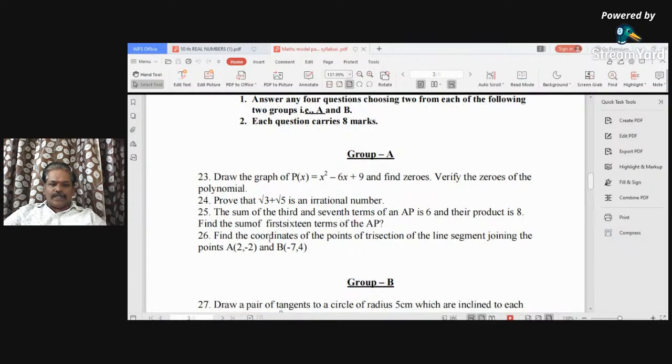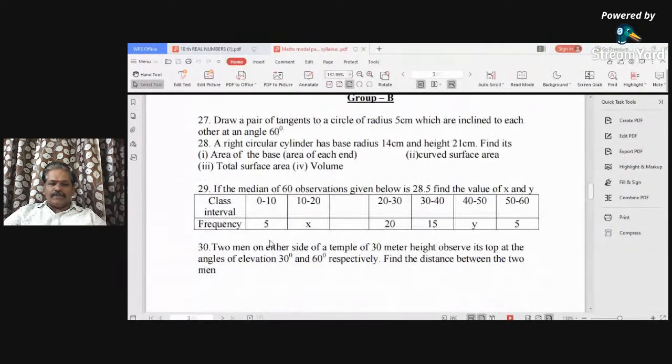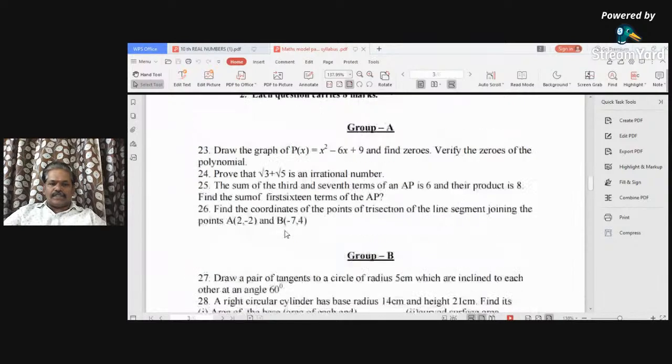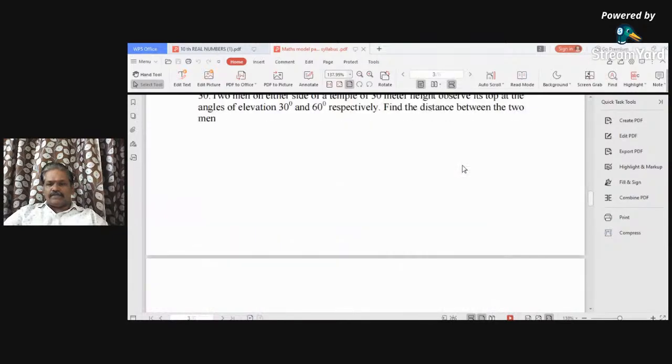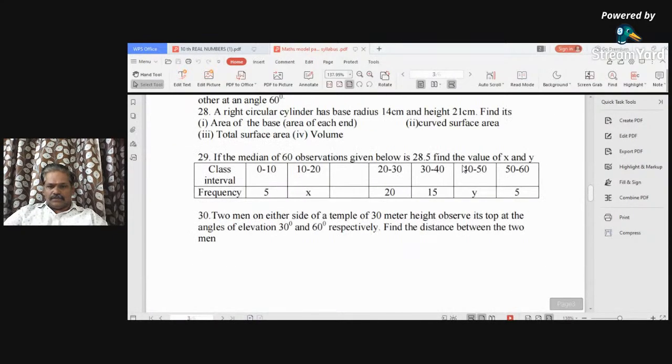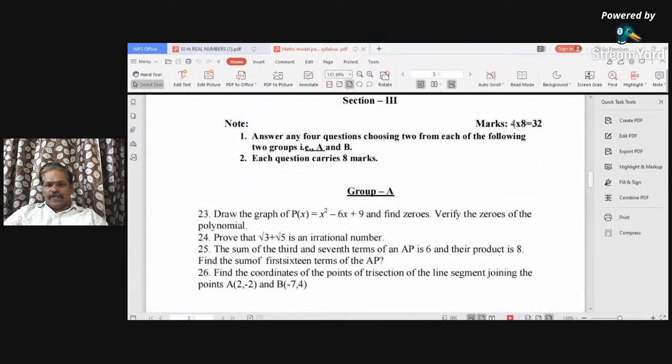These are question numbers 23, 24, 25. If you see here, there are 4 questions, and in Group A also 4 questions. Out of these 4 questions, you need to solve any 2. So today I am trying to attempt solving these types of questions, so that 4 into 8, 32 marks, and we need 28 marks to get the pass marks. So at least you will get the pass mark, those who attend today's live session.